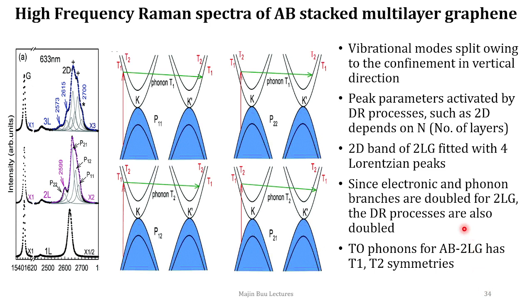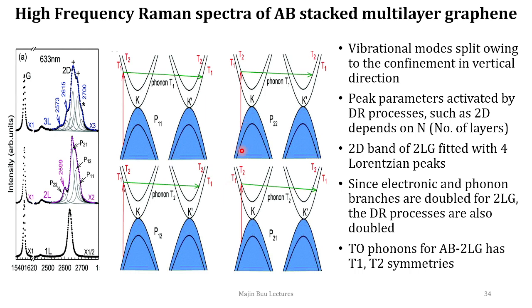Now, the transverse optical phonons that are involved in the interaction with the electromagnetic wave have two symmetries in case of two-layer graphene, T1 and T2. So the four Lorentzian peaks happen to be a T1 to T1 transition or a T1 to T2 transition. Similarly, a T2 to T1 transition or a T2 to T2 transition, as seen. So that is what actually confers these four Lorentzian subpeaks that we are obtaining.